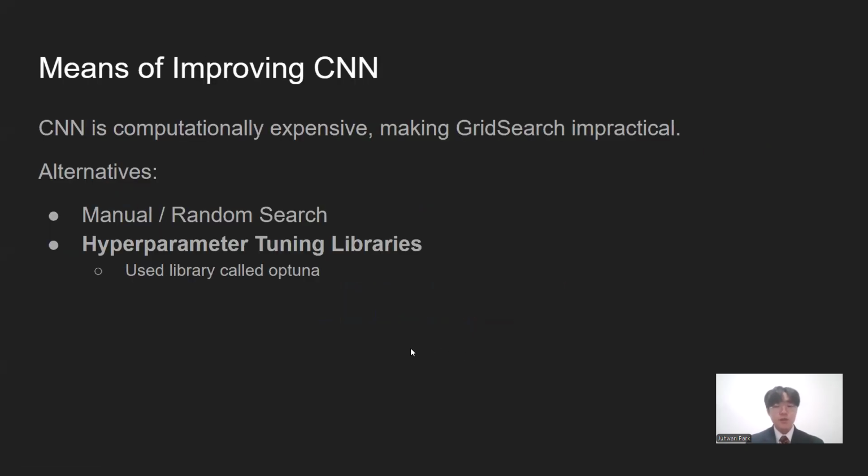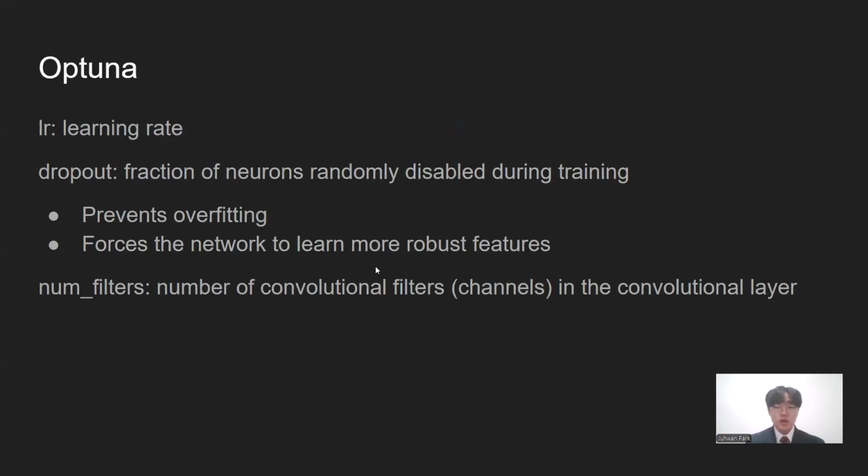So again, I could be using the same technique I used for KNN. It is called grid search, to generate the graph using different hyperparameters. But the CNN is computationally more expensive, so grid search was impractical. So what are alternatives? I could have tried different CNNs manually, but in this case, I used a hyperparameter tuning library called Optuna. So with the Optuna library, there are many hyperparameters I can choose from.